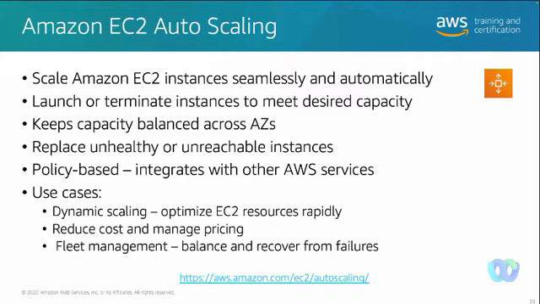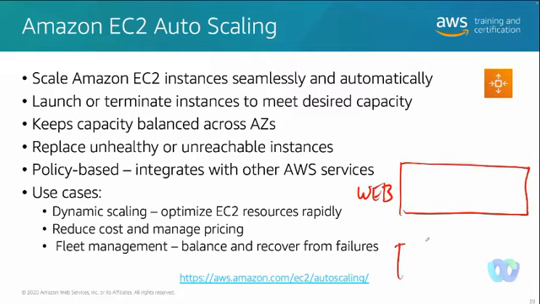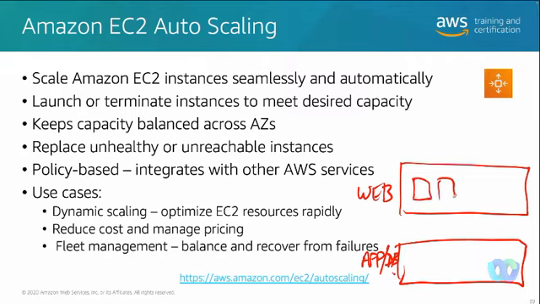So let's say I've got an application that is made of 2 tiers. I've got my web servers, for example, and let's say I've got my backend servers, so my app/database servers. All right. So I could launch my resources, but then how do I adjust to the demand?